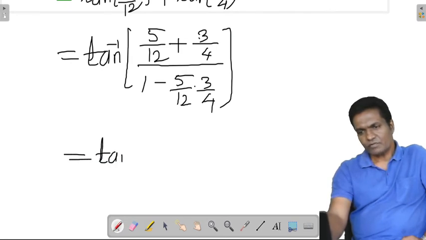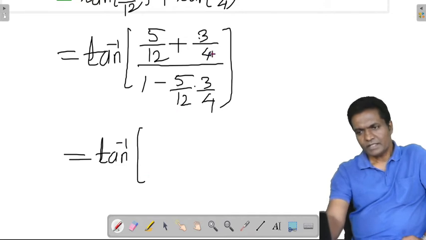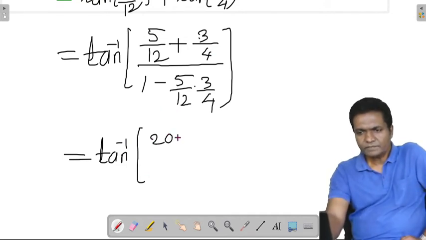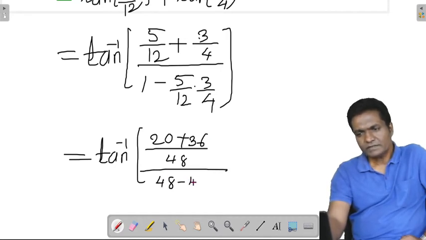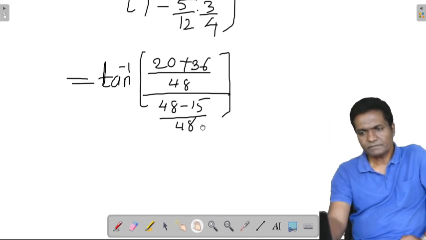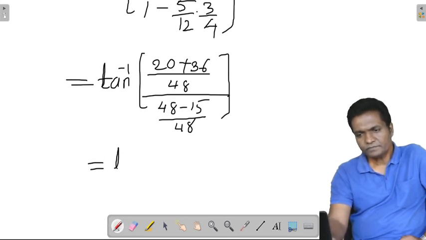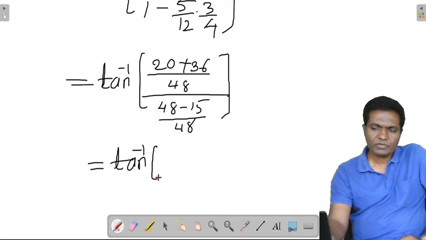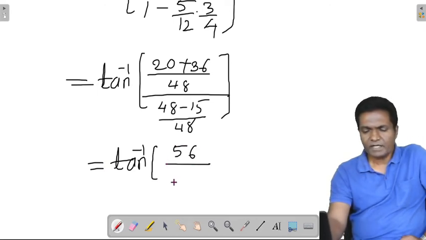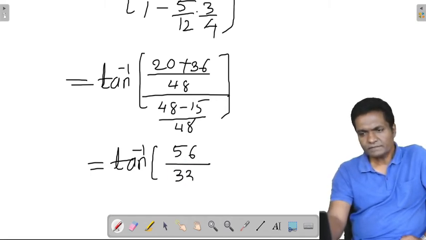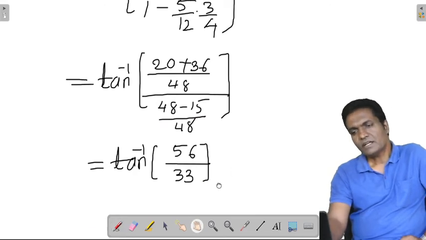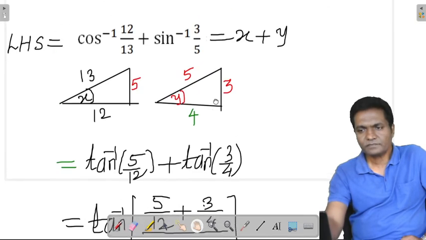This is tan inverse of, take LCM, 5 4s are 20 plus 12 3s are 36, divided by 48, whole divided by 48 minus 15 by 48. Simplify. Tan inverse of 56 by 48 minus 15, is 33. Now we are asked this in terms of sine inverse.